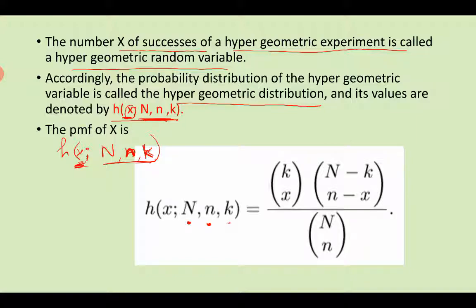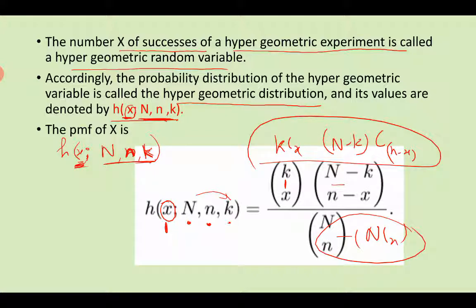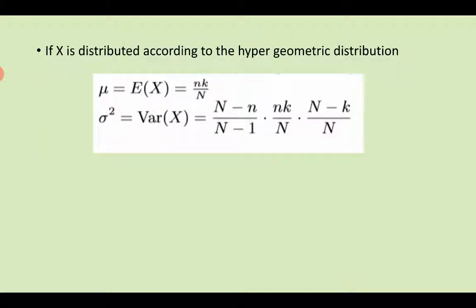What is the big sample, what is the small sample, and how many successes are there in capital N. So K, and you will choose some value for x, the number of successes. We are looking for the probability of x. So K C x, small k C x, and N minus K C n minus x, and this is N C n. Multiply these two and divide by this, and it will give you the probability of the hypergeometric random variable x. Alright, let's go ahead with the exercises.